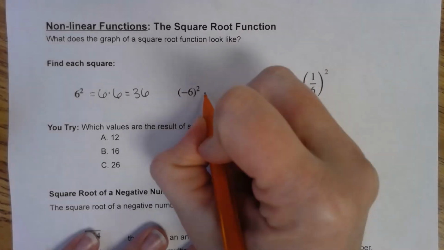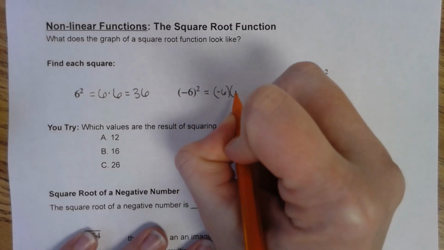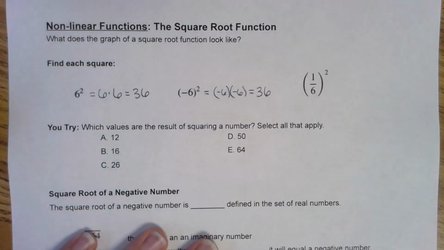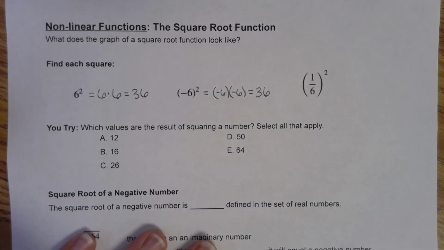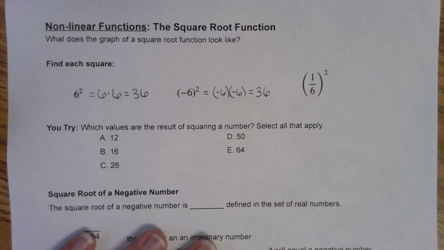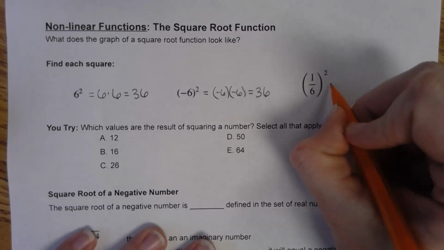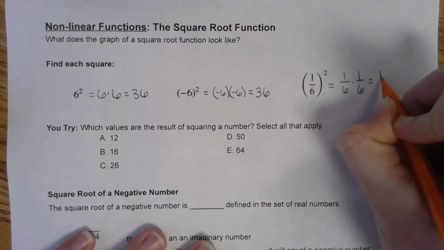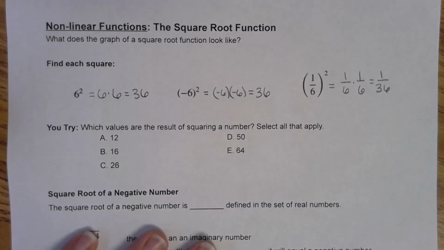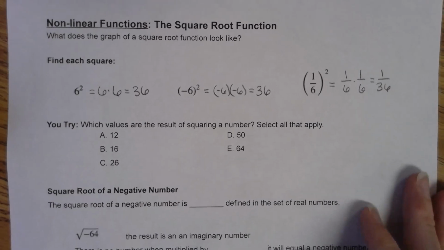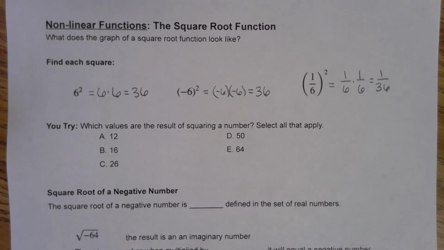Negative 6 squared is negative 6 times negative 6, and a negative times a negative is positive 36. Be sure when you're using a calculator, if you punch in negative 6 squared, you need to include parentheses around that negative 6 before you square it. How about 1/6 squared? Well, that's just 1/6 times 1/6. So 1 times 1 is 1, 6 times 6 is 36, so that gives us 1/36. You try the next ones on your own.